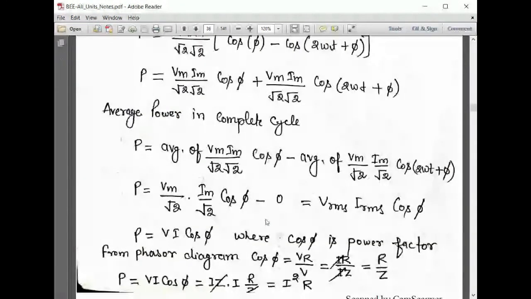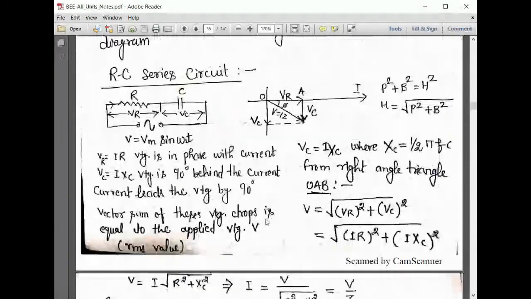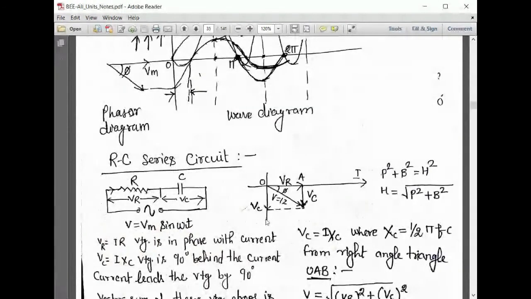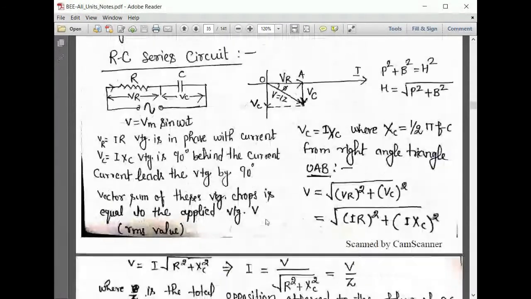It is a similar circuit as we have discussed in the previous class. In the previous class we have seen the RL series circuit. Just one difference is there. In the RL series circuit your voltage is leading, whereas in the RC series circuit your voltage is lagging. Okay, other expressions are very much similar. You have to follow the steps, that's all.